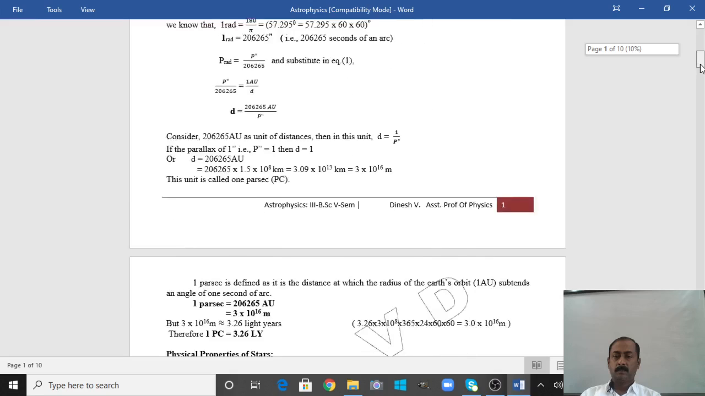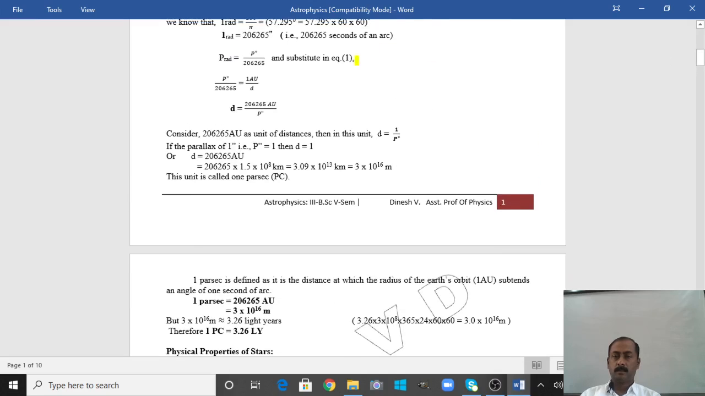Therefore d equals 2,06,265 astronomical unit upon p second. Just cross multiply the above equation, we get this value. Let us consider 2,06,265 astronomical unit as unit of distances. Then in this unit, d equals 1 by p second.